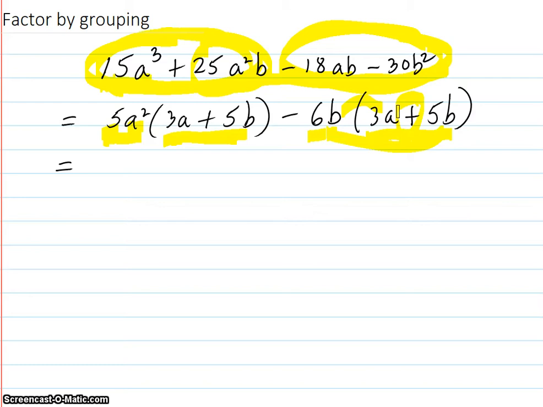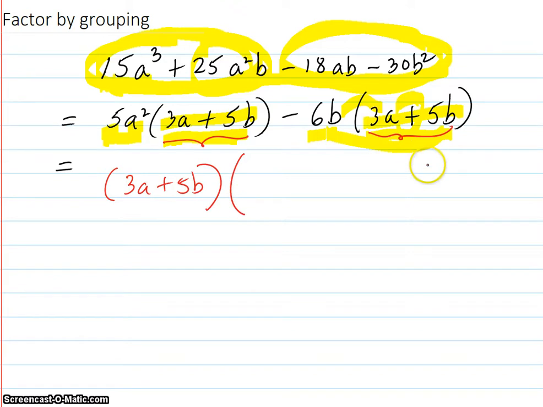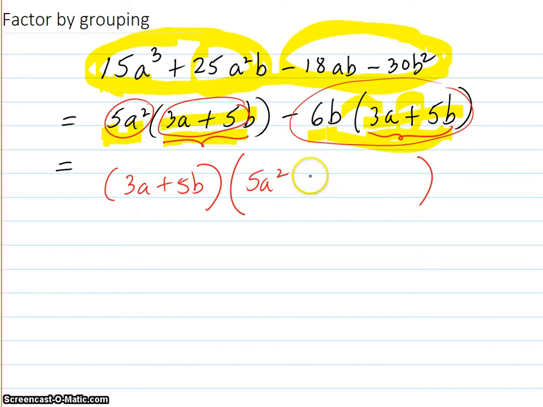That's important. Okay, then you look at it and you see the same term here as here. So we can factor that out to the side. So we're going to factor this, which is the same as this, over to the left here and have 3A plus 5B, and then something left in the parentheses. So when we factor this out of the first terms here, you're left with 5A squared. That's this. And then when you factor out 3A plus 5B out of this, you get minus 6B.